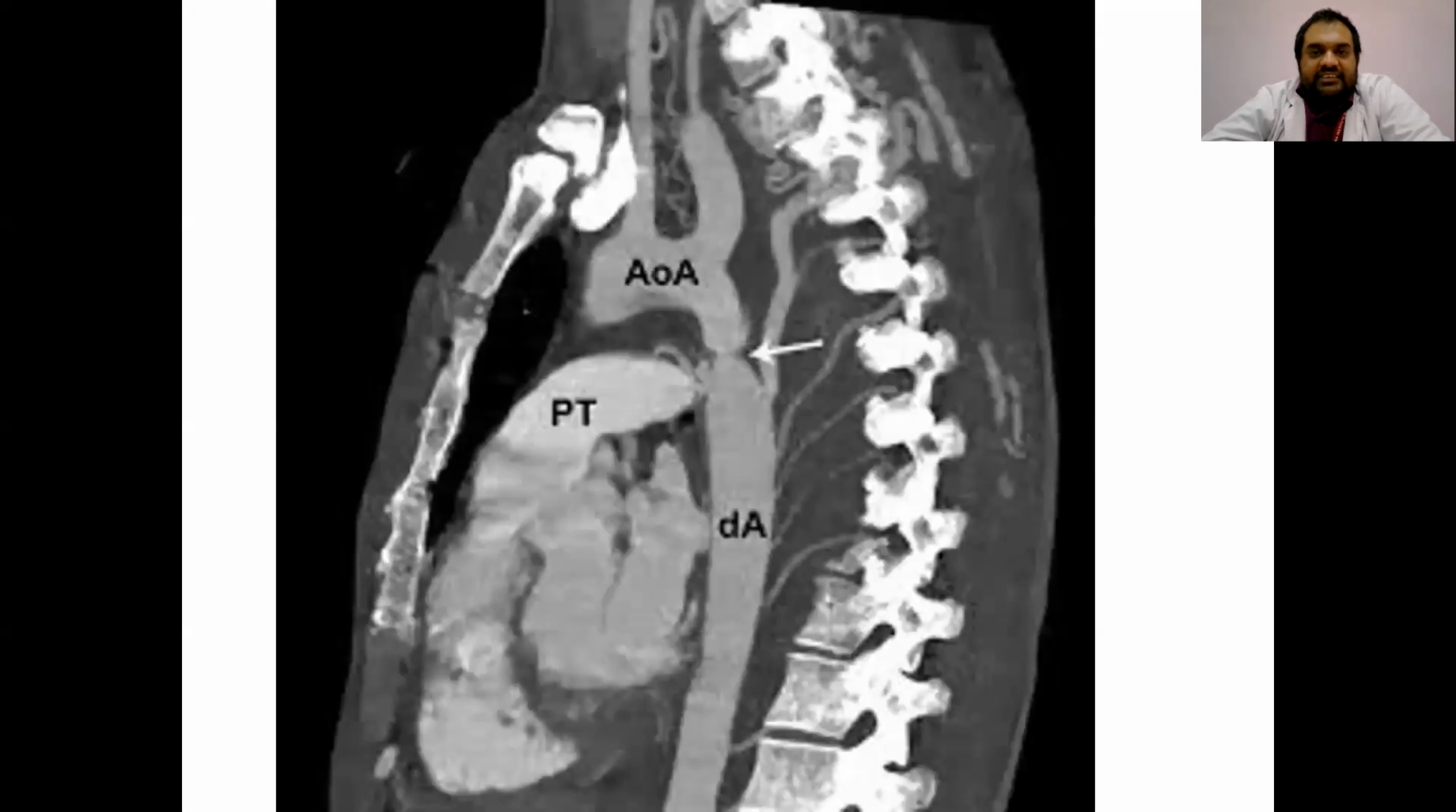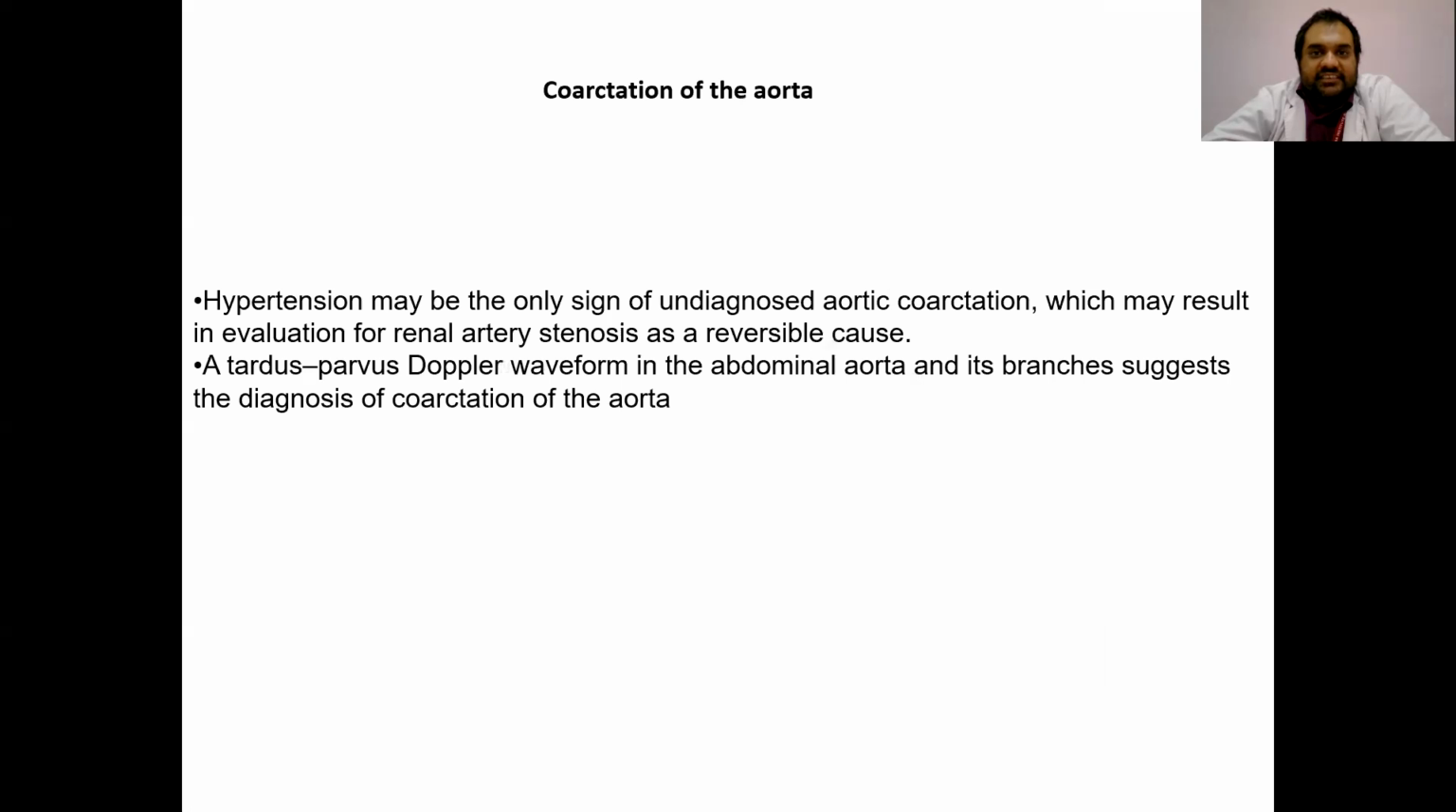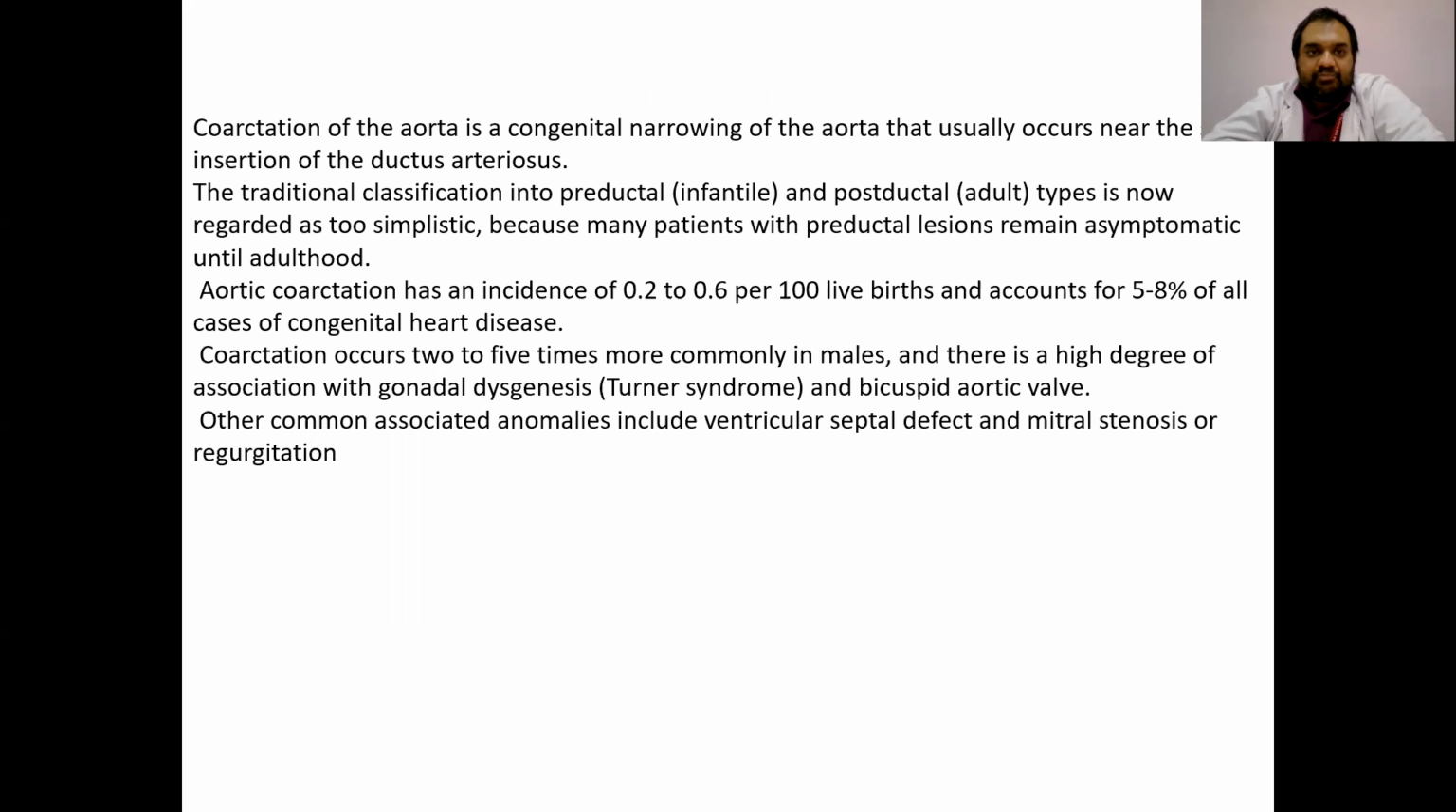We can see the coarctation of aorta. Hypertension may be the only sign of undiagnosed aortic coarctation, which may result in evaluation for renal artery stenosis as a reversible cause. A tardus parvus Doppler waveform in the abdominal aorta and its branches suggests the diagnosis of coarctation of aorta.